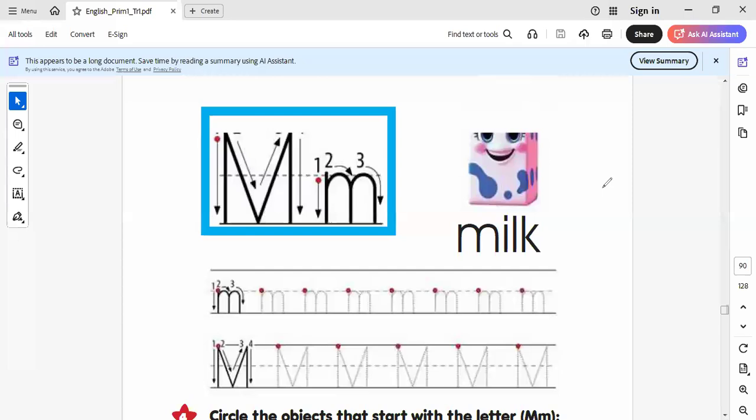I will write it here on a separate paper. Here is capital M and here is small m written like this. M for what? M for milk. Let's continue the rest of the exercise.